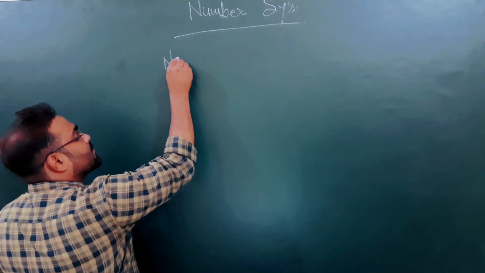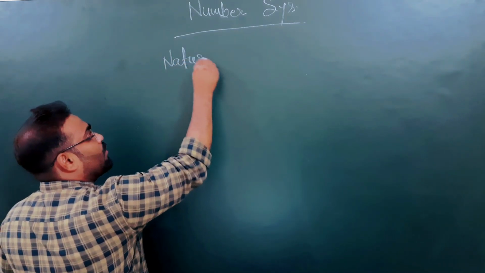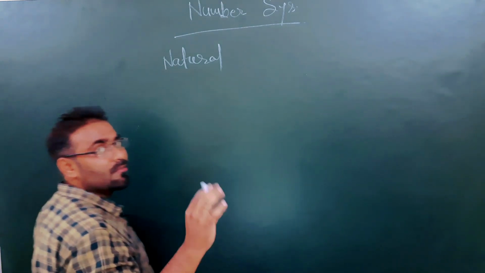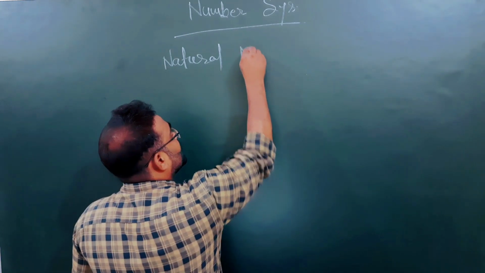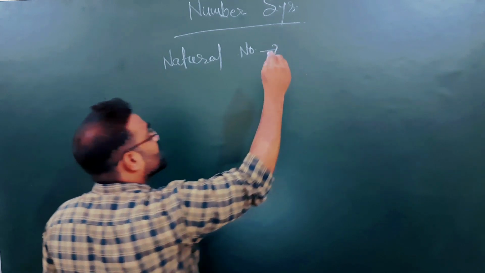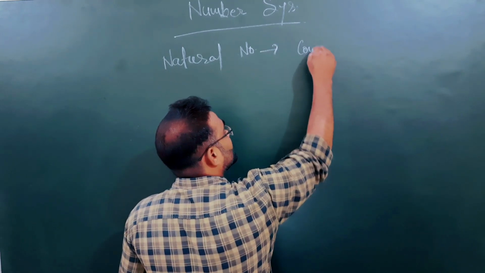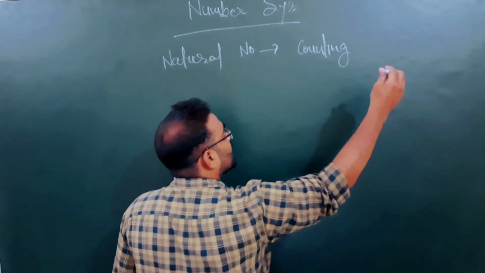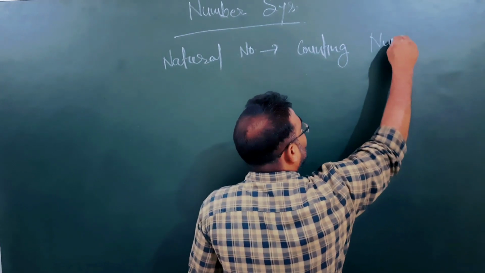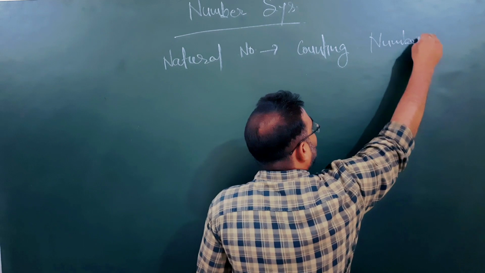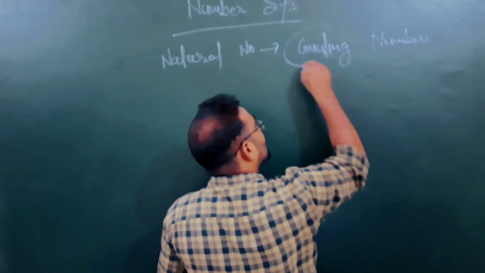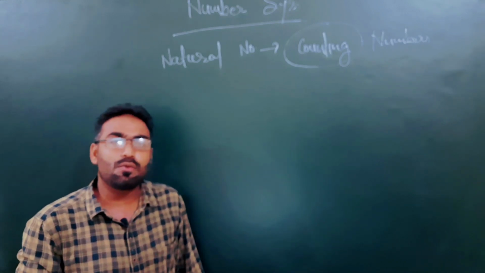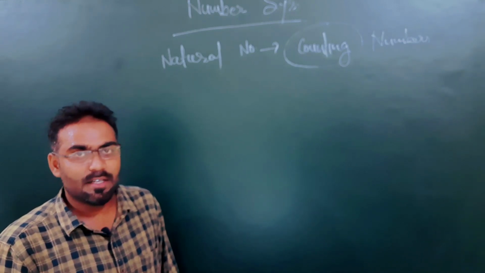You know natural numbers, right? I'll be quick in explaining this because this is something that you learned a few years ago. Natural numbers are counting numbers. Encircle it. Why encircle? Because whatever number is used for counting is a natural number.